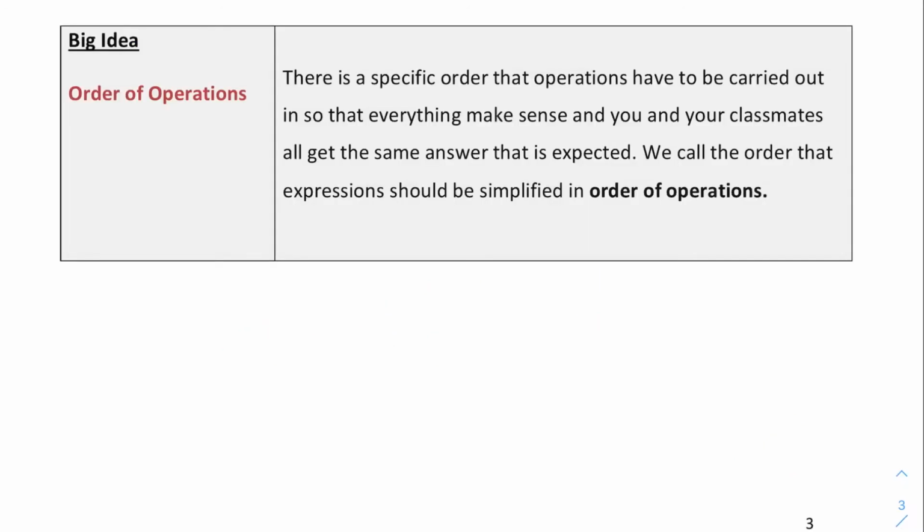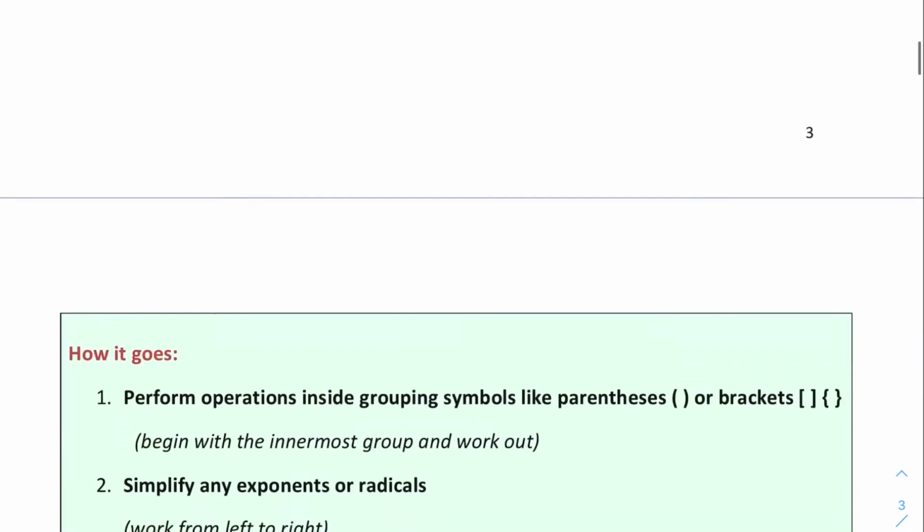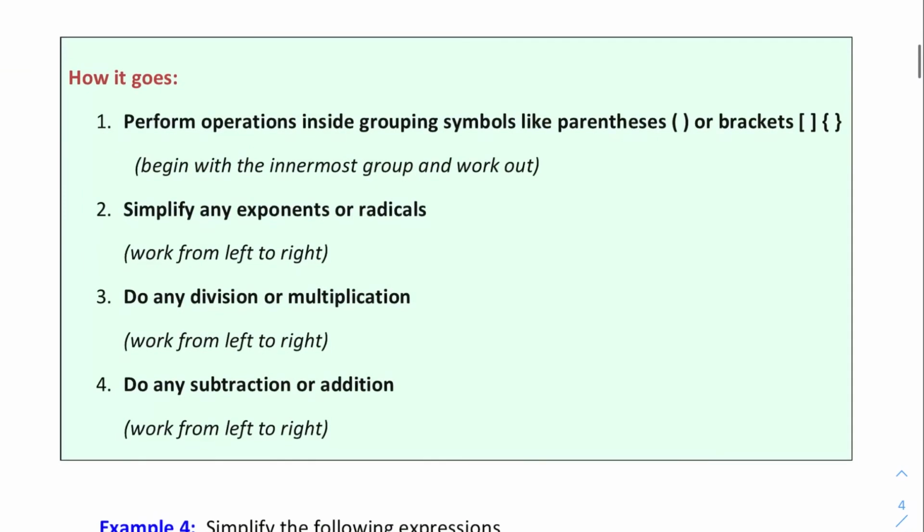When you simplify mathematical expressions, you need to do them in a certain order so that everything makes sense and everybody agrees on the same result. That order is called order of operations. It's kind of like we're all mathematicians and we need to be speaking the same language so we can understand each other. If you don't do things in the same order as someone else, you're not going to get the same value. So we work inside our grouping symbols first, like inside parentheses or brackets.